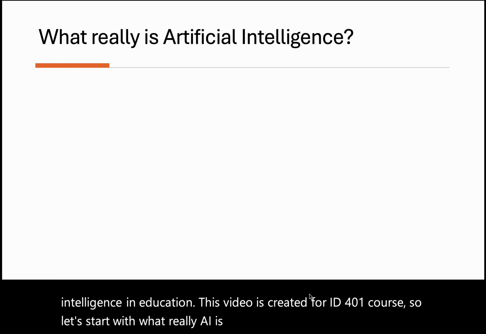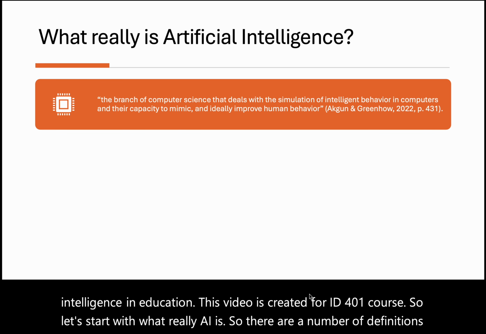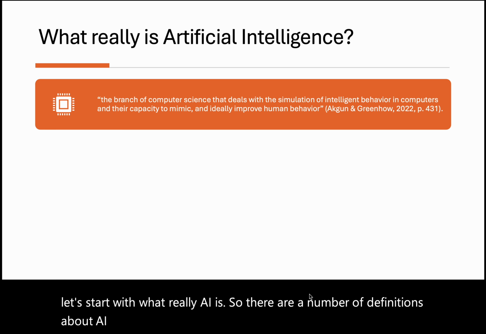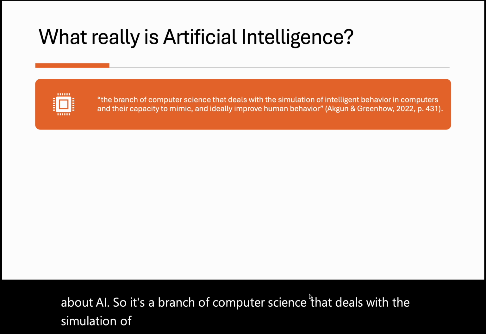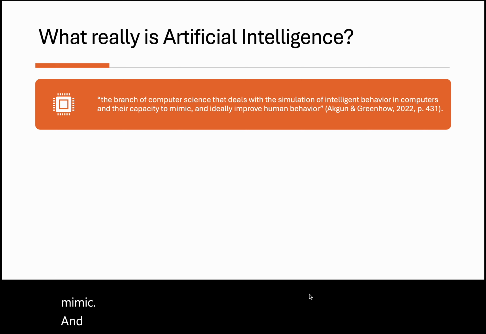So there are a number of definitions about AI. It's a branch of computer science that deals with the simulation of intelligent behavior in computers and their capacity to mimic and ideally improve human behavior.